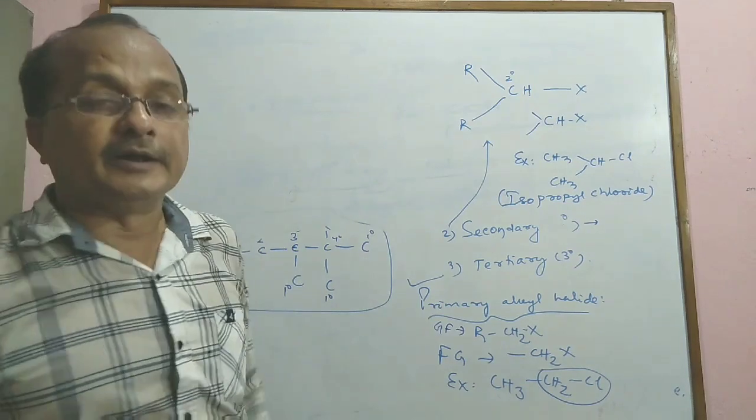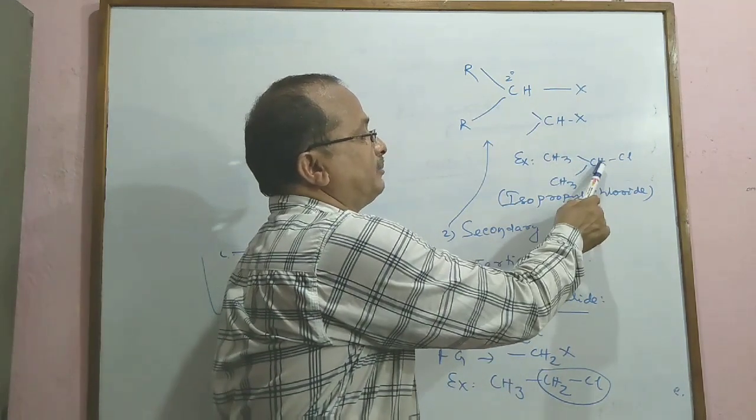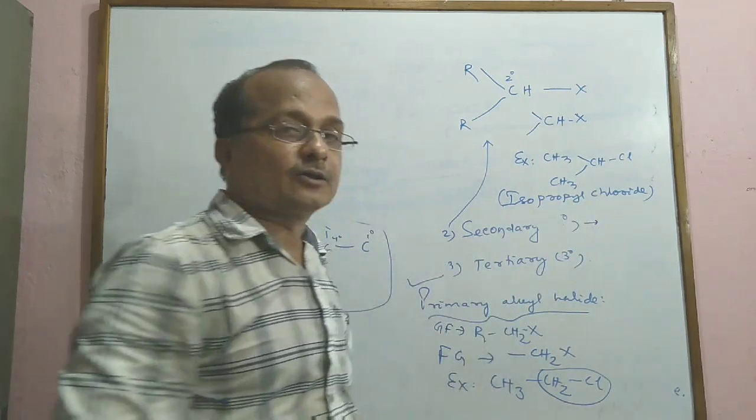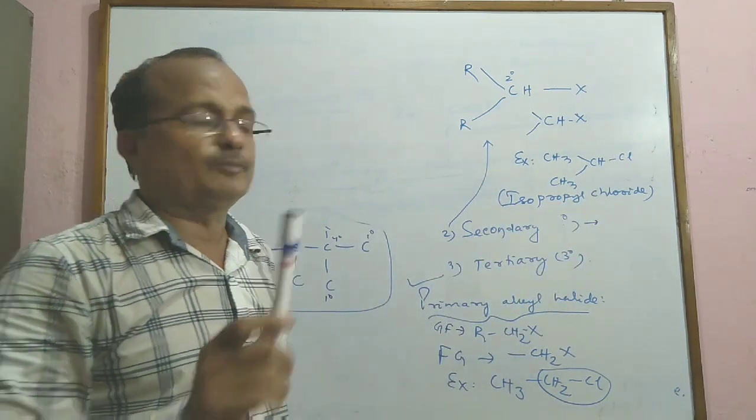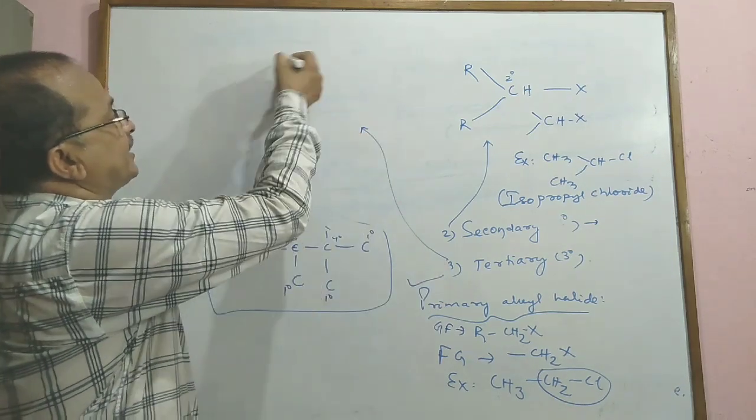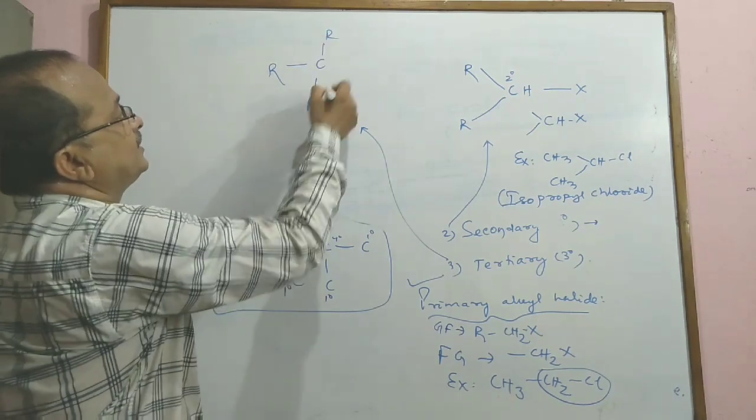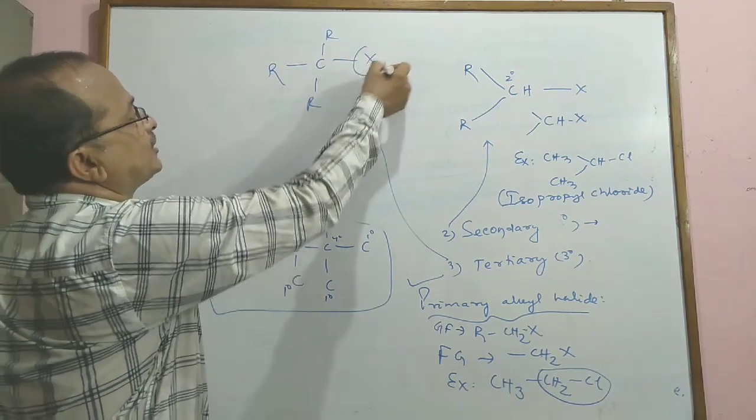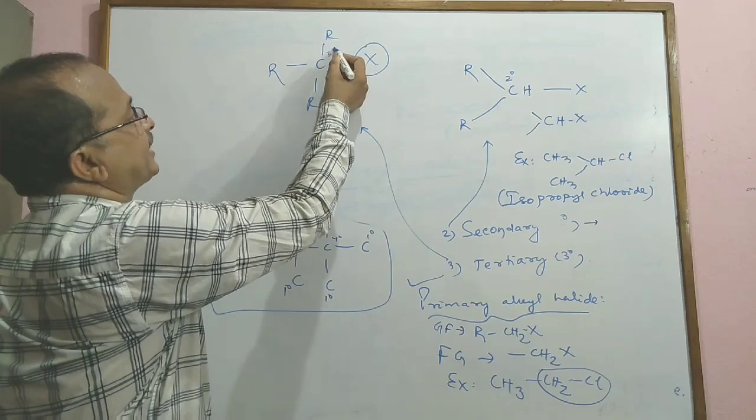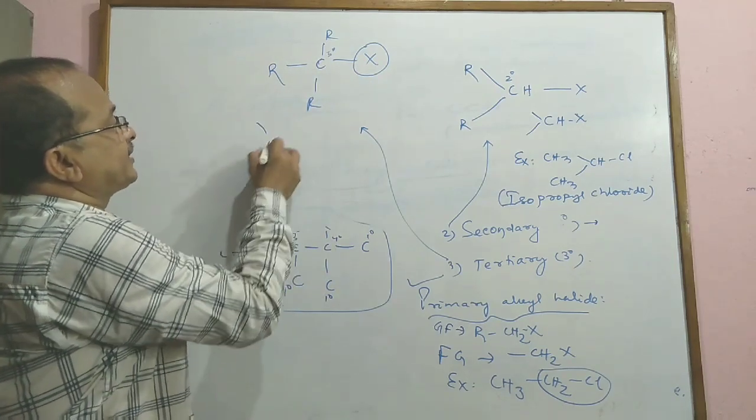In IUPAC name, it is named as 1, 2, 3. At the position 2, chlorine atom is attached, so it is named as 2-chloropropane. Next, come to the tertiary alkyl halide. Its general formula is R3CX. That means that the halogen atom is attached to the 3 degree carbon atom, and its characteristic group is this.